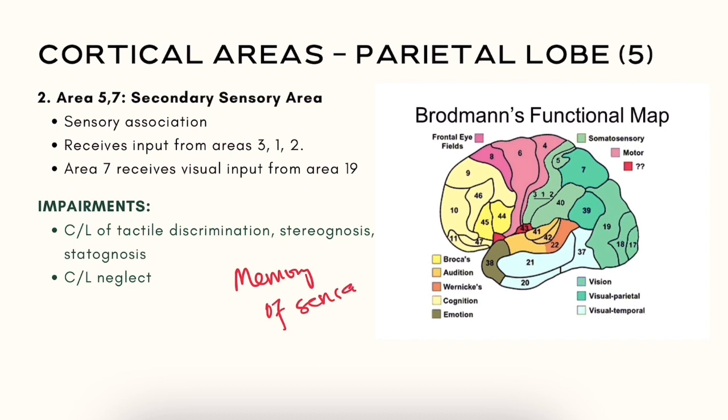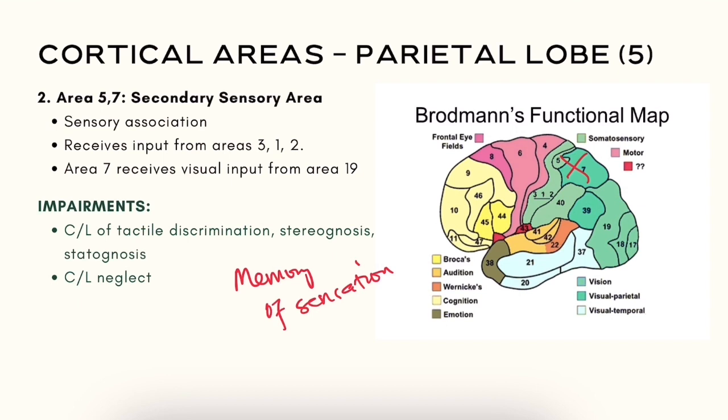Okay, so what do I mean by this? For example, I hold a cylindrical container, and I'll be like, oh, this is my water bottle. Okay, so if we impair area 5-7, we would have astereognosis. So astereognosis is that you're unable to recognize what it is that you're feeling. Okay, so you would get contralateral loss of tactile discrimination. You would have astereognosis, or loss of stereognosis, which is the ability to recognize form.